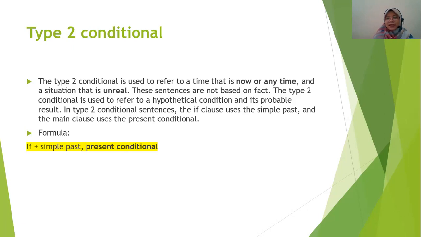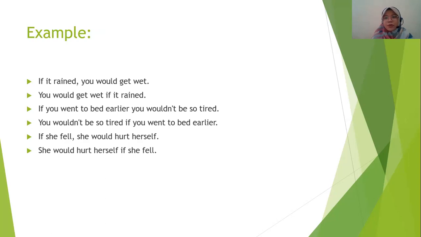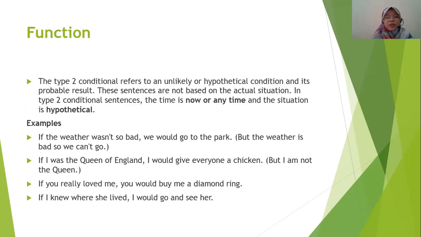Type 2 conditional sentence uses simple past, and then the main clause uses the present conditional. So let's have a look at the example of conditional type 2. If it rains, you would get wet. You would get wet if it rains. So I changed the arrangement. Also, the second example: if you went to bed earlier, you wouldn't be so tired. And if you change the arrangement, you wouldn't be so tired if you went to bed earlier. So any arrangement, both are fine.